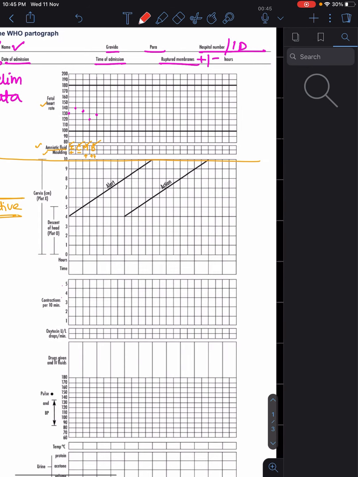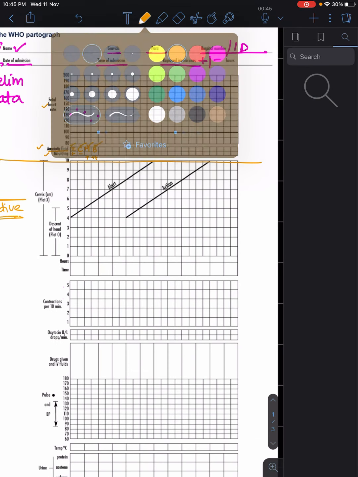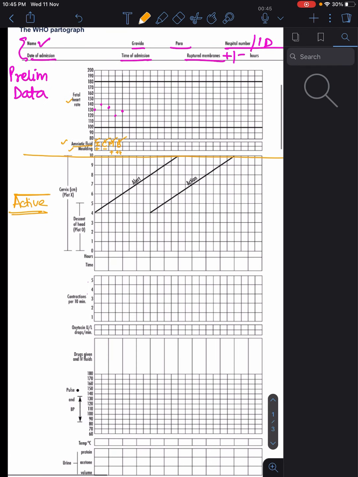Perfect. Now we'll progress down to the next part of it. So this is how you'll, once the patient is in active phase, then you will start plotting, right? If the first time you see her she's 4 centimeters, you'll start from here. If she's 5, you'll start from here. If she's 6, you'll start from here, but you'll always start from here, right? Okay.